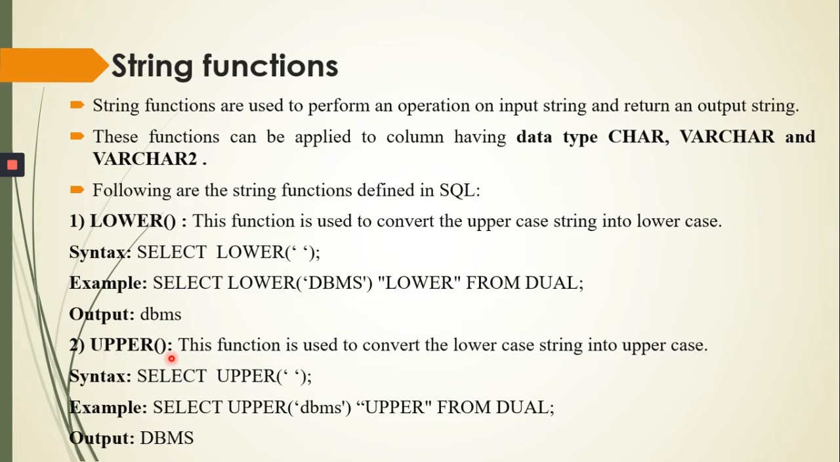Next is upper. As the name suggests, this function is used to convert the lowercase string into the uppercase string, which is the opposite of the lower function. So our syntax is select upper, in brackets we have to write the string which is in lowercase, and this upper function converts it into uppercase, in capital letters. So select upper dbms. Our output will be DBMS, which is in uppercase. This is the output.